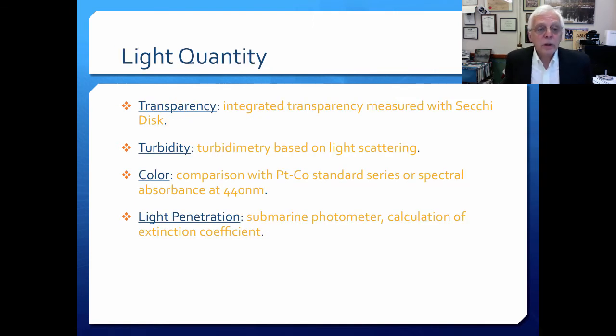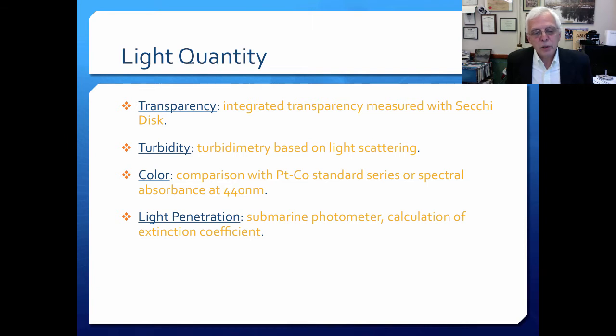Now, we measure light quantity using a variety of different words and ideas. One is transparency, and that's the overall ability of light to pass through a water body. This is integrated transparency, and is usually measured with a Secchi disk. I'll show you how a Secchi disk works in just a second. Turbidity is measured by turbidimetry, and this is based on light scattering. Basically, you shine a light into the water and then measure what's scattered back toward the source, and that will give you a measurement of turbidity.